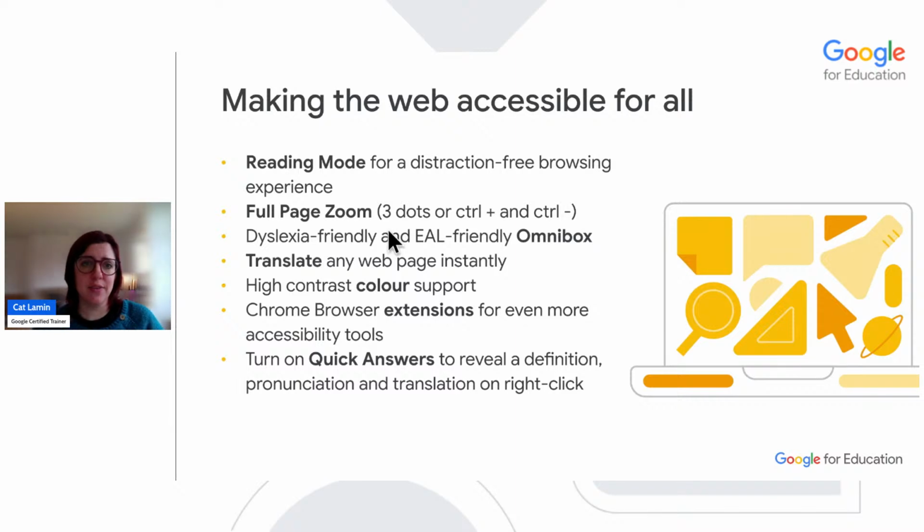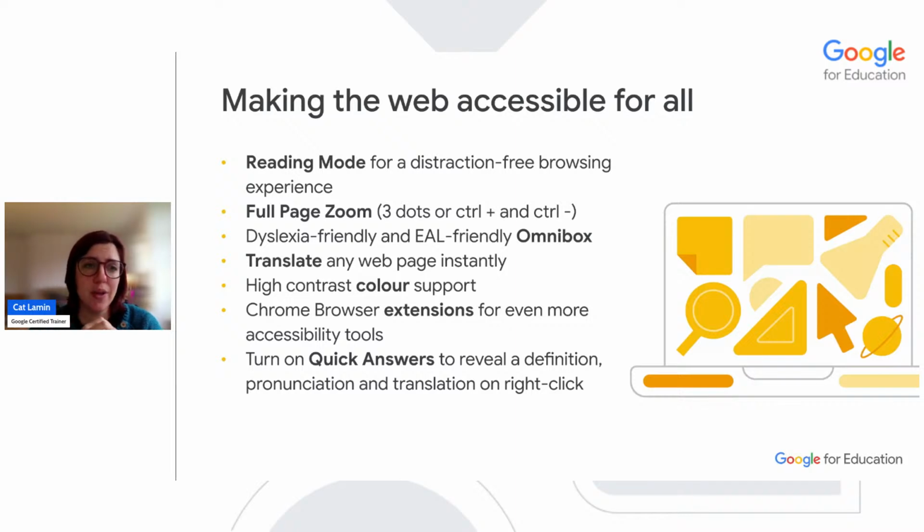No, let's do the next slide. Sorry, we're going to talk about Chrome browser first. So Chrome browser is your first stop for looking at different accessibility tools that are built in. So I'm going to show you a demonstration of reading mode in a moment, but also you've got built into Chrome browser the option to do full page zoom.